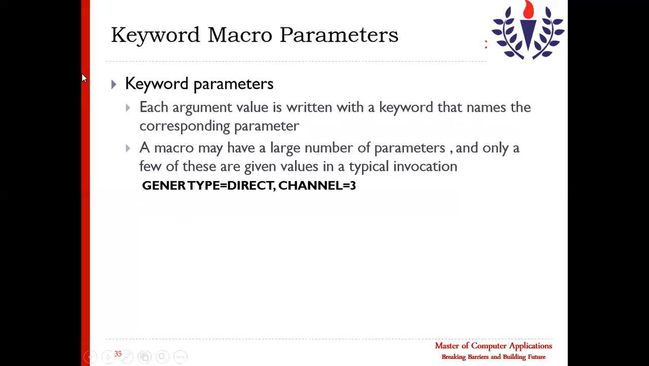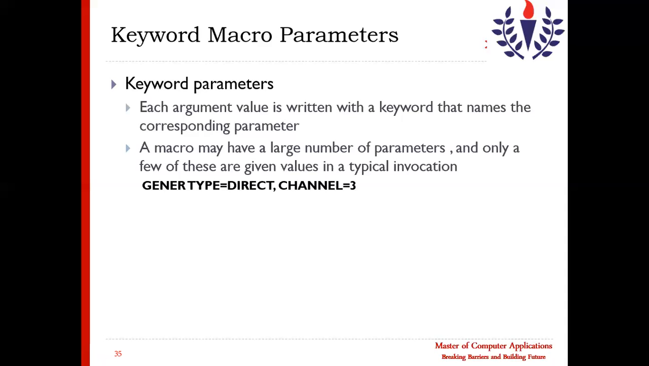Second way is keyword parameter. Okay, in keyword parameters, say in the macro call I have written A1, A2, A3, and in definition B1, B2, B3. But I can write like this: B1 will be equal to A3, B2 will be equal to A1. Okay, I can change the position. If I'm using the keyword parameters, I can change the position.